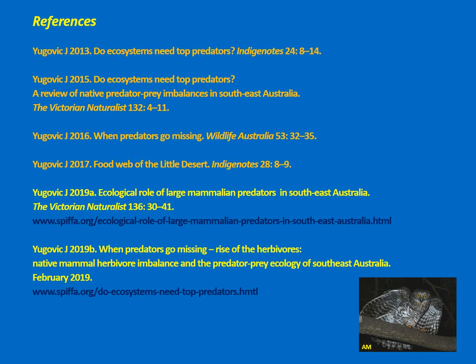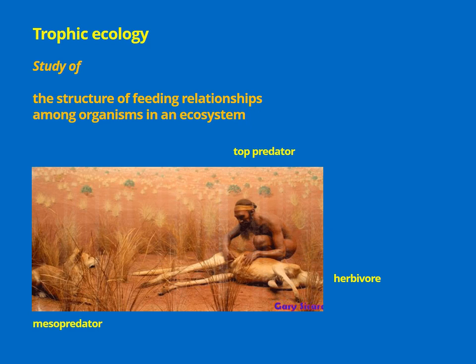Trophic ecology is the study of the feeding relationships among organisms in an ecosystem. And there we have a classic three-way relationship in Australia, with the top predator, human, the meso-predator, dingo, and the herbivore prey, the red kangaroo.